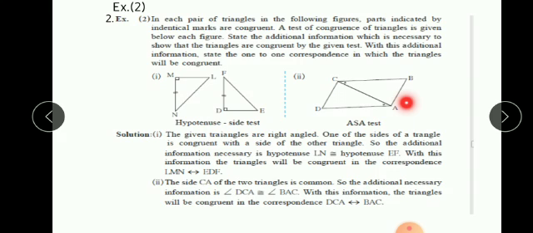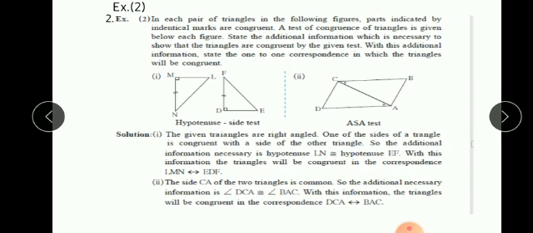Here in the figure there are two triangles. Which triangles? ACB and ACD. AC is common to both. And angle DAC and angle BCA, these two angles are congruent. It is given by the figure. The side CA of the two triangles is common.